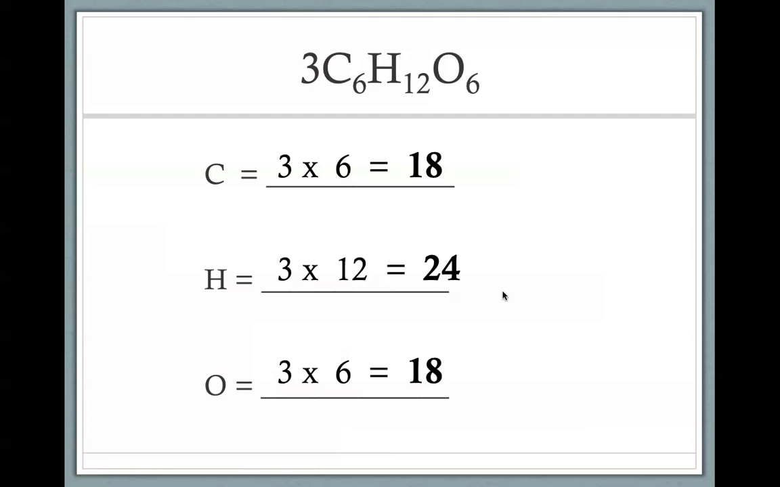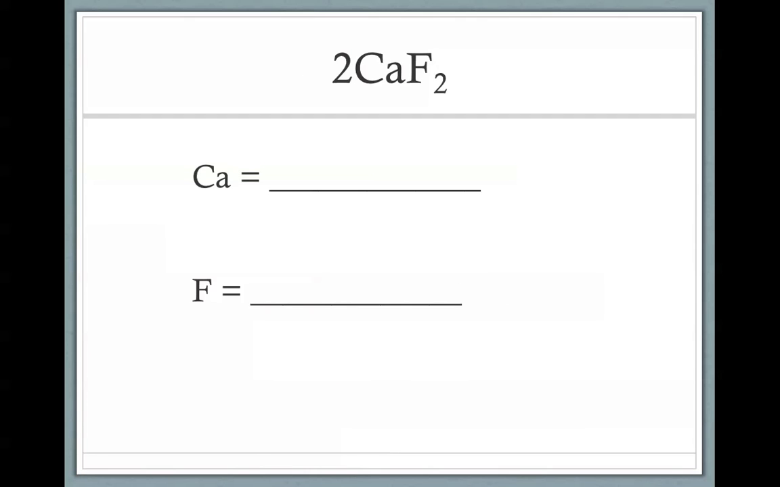All right, moving along to the other example, we have two calcium fluoride compounds. Calcium, I normally have 1 in one compound, so 2 times 1 gives me 2. And then for the fluoride ions, we have 2 in one compound with 2 compounds present, so 2 times 2 gives me 4 total atoms of fluorine.